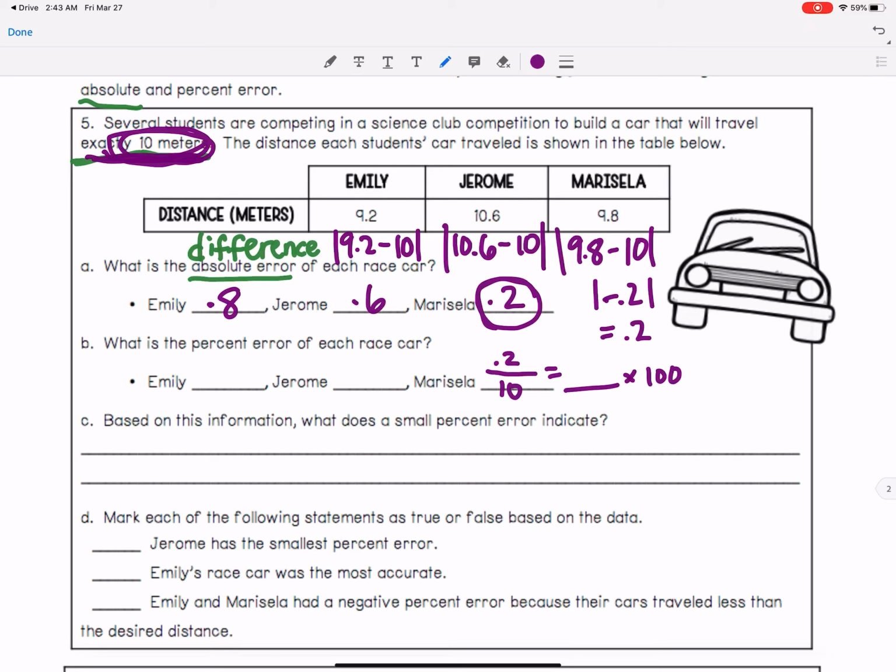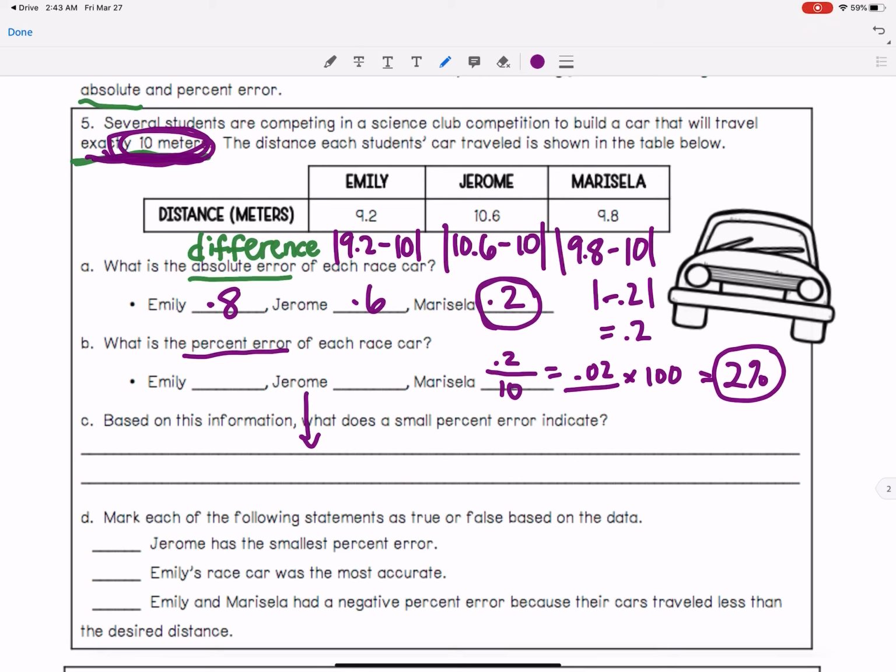0.2 divided by 10 gives me 0.02. And now I just need to times that by 100. And I got 2. So what that means, that gives us a percent error. And I got 2%. So 2% would be my answer right there. I'm going to leave that work because I think it's really important. But my answer would be 2% for Maricela. And I'm going to write the work for Jerome just down below so you can see it all.